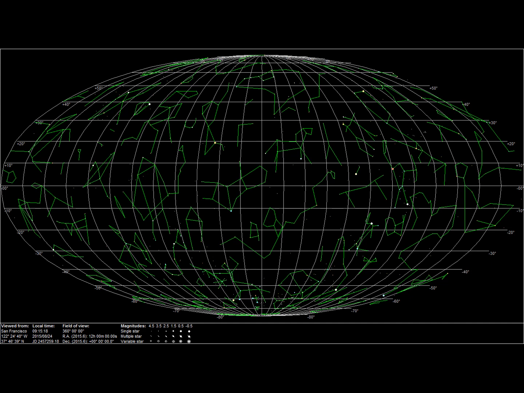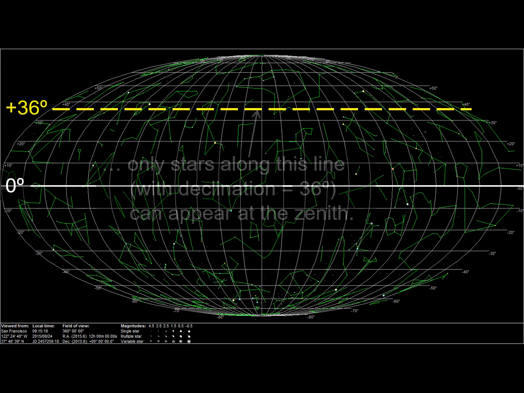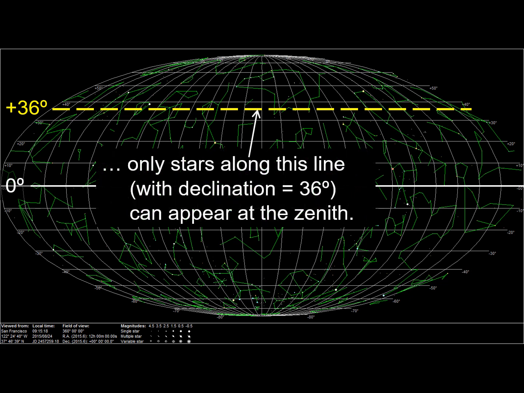Here is a map of the celestial sphere, kind of a globe view of the celestial sphere. Here's 0 degrees, the celestial equator, and 36 degrees declination. If you live in a place that's 36 degrees latitude, north of the equator, only stars that are along that line would ever appear at the zenith for that location. If we, here in Knoxville, look straight up, we would only see stars that are somewhere on that line on a star chart.